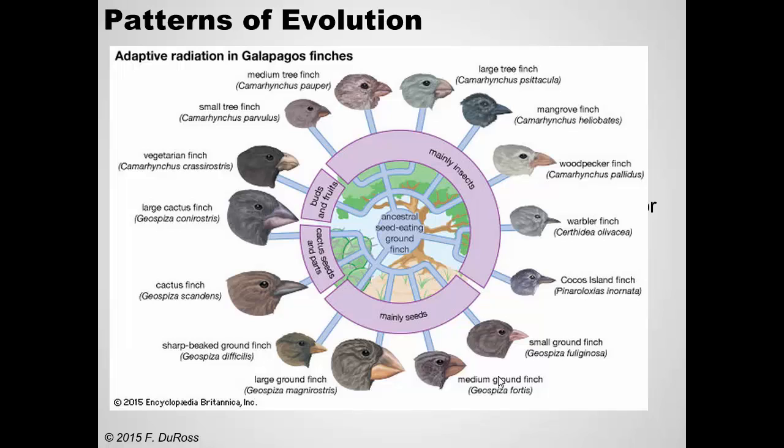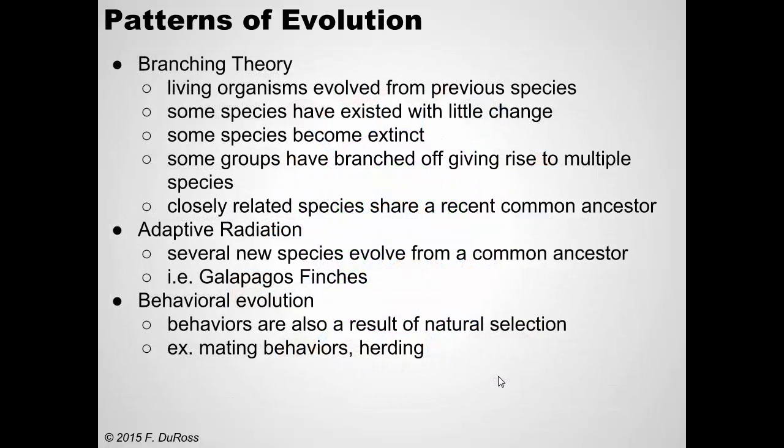Some moved to islands that ate mainly seeds. And again, their beaks evolved through natural selection to be large and to crack large seeds to get at the seed within it, or smaller ones. Some evolved to eat cactus, some to eat fruits. So that's adaptive radiation. You start with the one species that branched out into all these species. When you look at these finches, they have a lot of similarities that tells us they shared a common ancestor, but then we have those differences which are due to their different evolution.